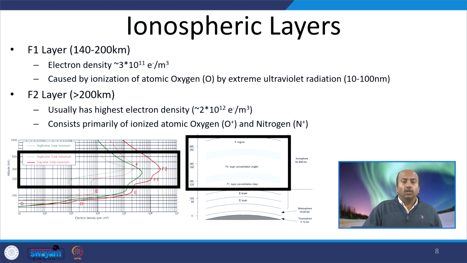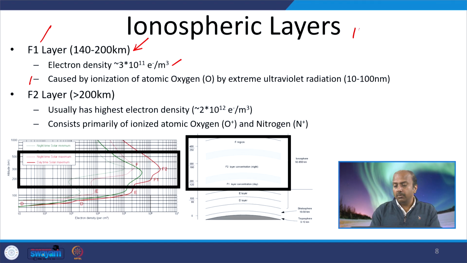Right. Now, we move on to the ionospheric layers F1 and F2, or we combine them, F1 and F2, and call it the composite F layer. Here we have to understand both these layers independently because the photochemistry of these two layers is different. The F1 layer is sitting immediately above the E region or E layer, between 140 to 200 kilometers. The typical electron densities are 3 times 10 to the power of 11.